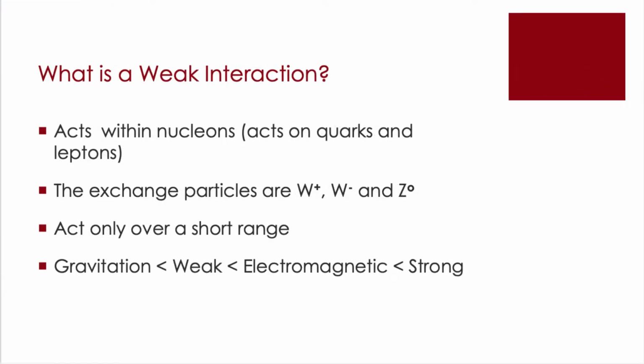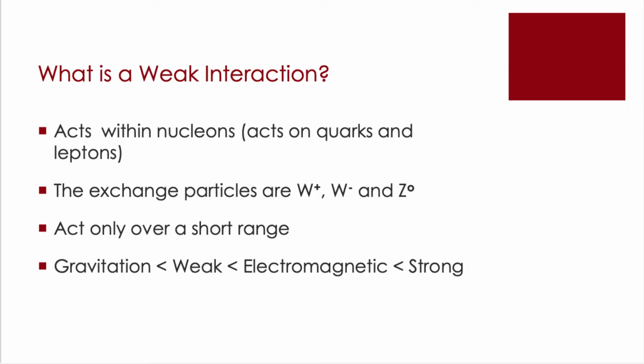So let's start off talking about what is a weak interaction. First of all, this is only going to occur between nucleons. That means this interaction is between different kinds of quarks or different kinds of leptons. And if you don't know what those are, you need to go back and do some review of the particle physics first.